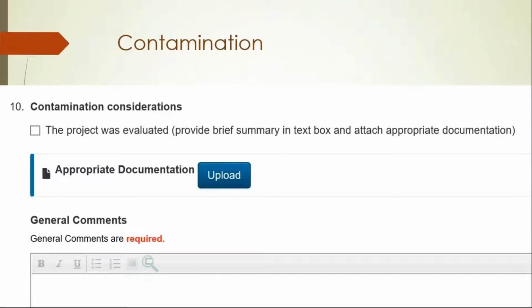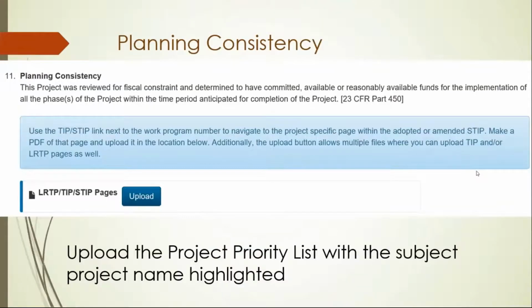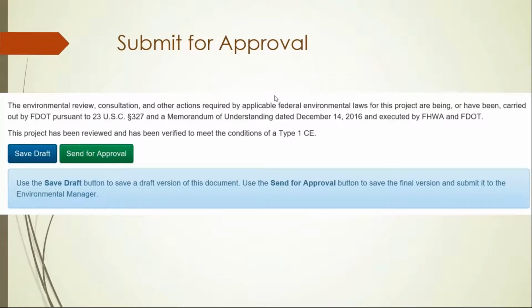Please refer to Part 2, Chapter 20, which talks more about contamination. For planning consistency, the supporting information that should be uploaded is the project priority list, highlighting the subject project. Use the TIP-STEP link to upload the appropriate planning consistency documents. Once you get all of that information loaded, eventually you'll get to this slide where you can save the draft or send the project for approval.